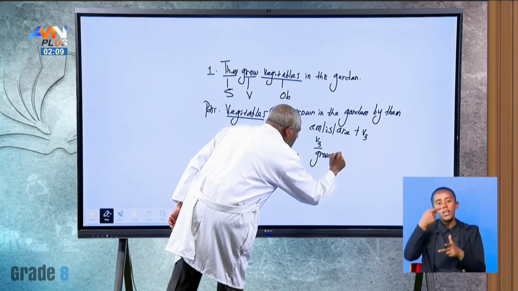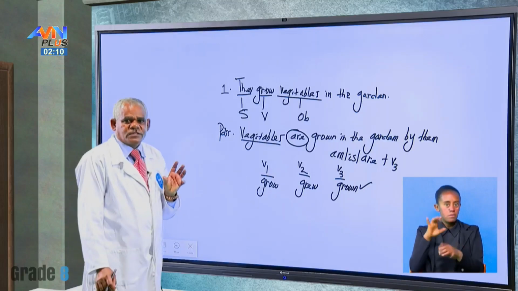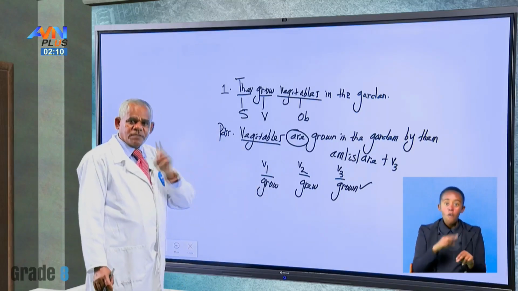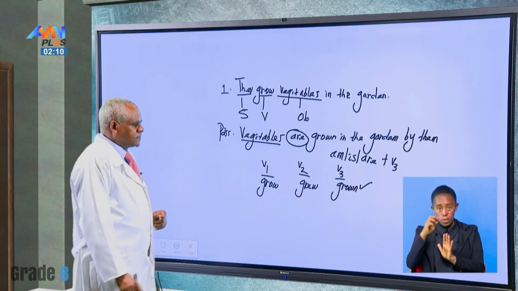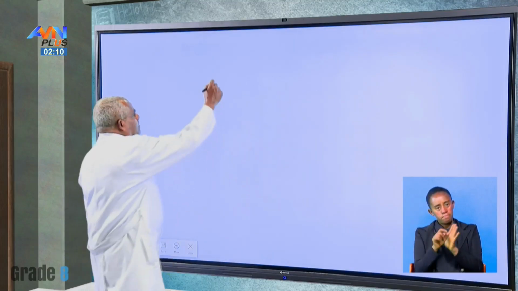So in such a case, the V3 form usually takes what? V3 form. Be careful, students. Don't use V2, don't use V1, in the case of passive construction only. Right? Let me give you another example. Example 2.